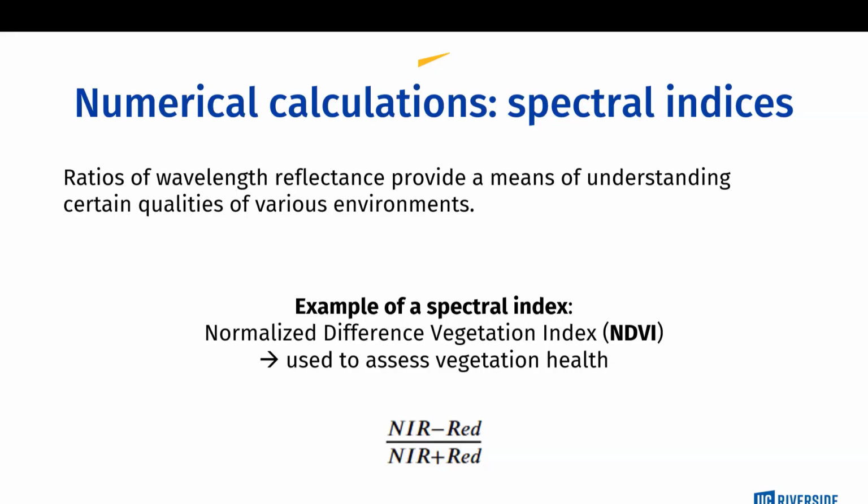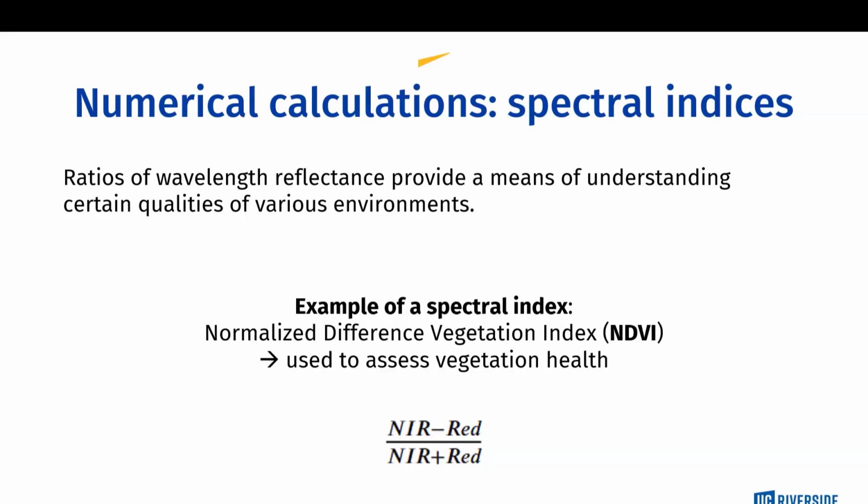So one of the, at least in my experience, most commonly known spectral indices is the Normalized Difference Vegetation Index, or NDVI. This is a very common means of assessing vegetation health. And you can see the formula. It's not that complicated, really.